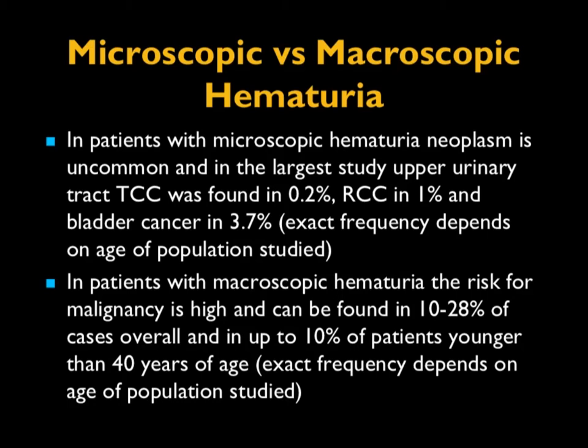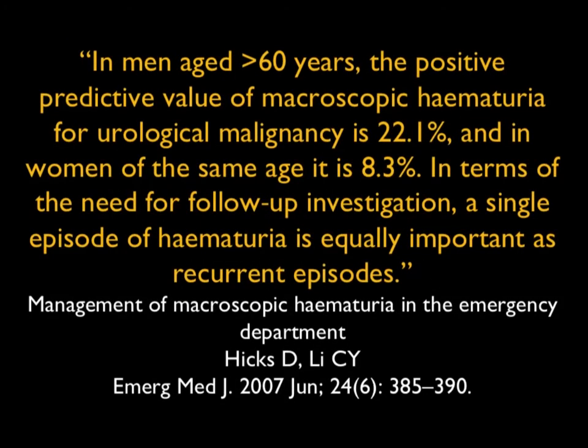However, with macroscopic hematuria, the risk for malignancy is high, and even up to a third of patients perhaps, and even patients under age 40, 10% will have a tumor. So again, macroscopic versus microscopic is important, and that can help you in terms of planning your protocols. In men over age 60, the positive predictive value of macroscopic hematuria for malignancy was 22%, and in women the same age, 8.3%. A single episode of hematuria is as important as recurrent episodes, and that's indeed important.